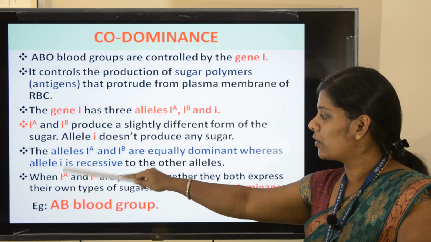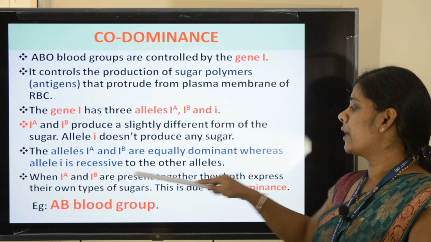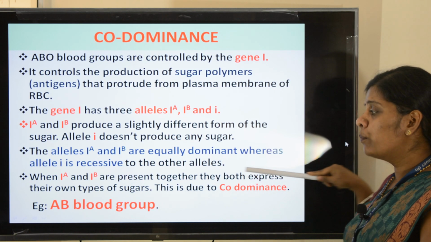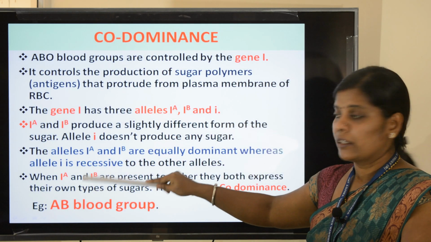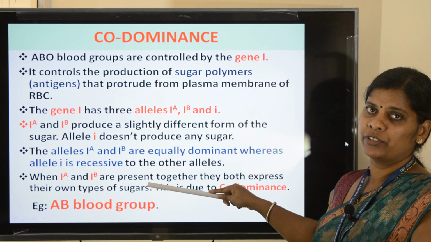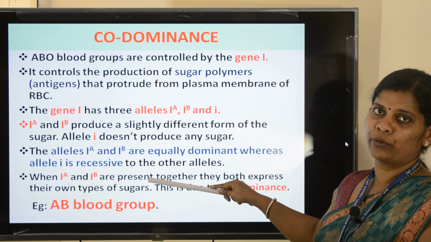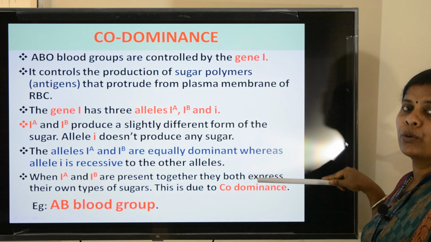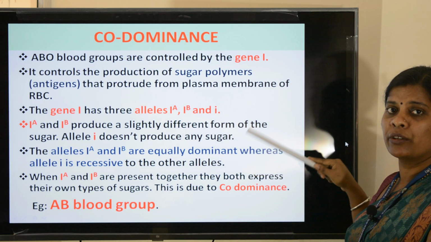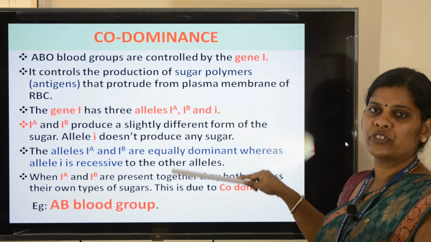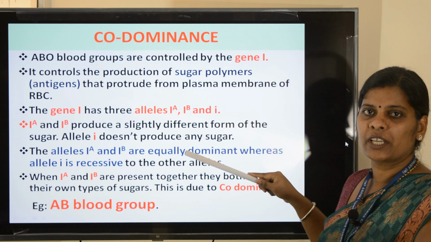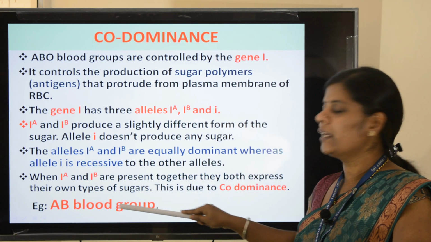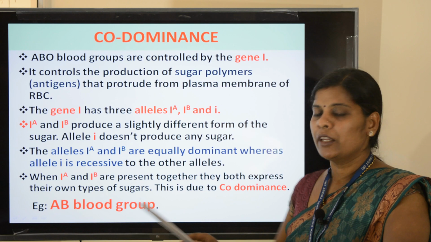Here, very important, concentrate. When IA and IB are present together, in the hybrid or heterozygous condition, they both express their types of sugar or antigens. Both the alleles express their phenotype. So this is due to codominance. Codominance is a condition where both the alleles of a gene express their character in a heterozygous condition or in a hybrid. A very good example is the AB blood group.